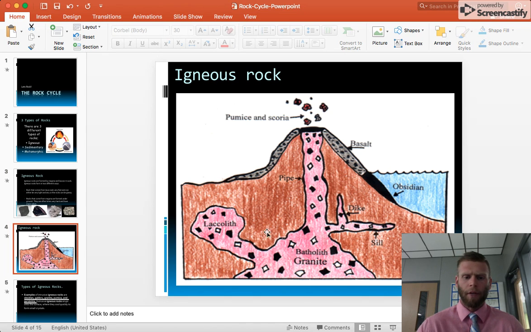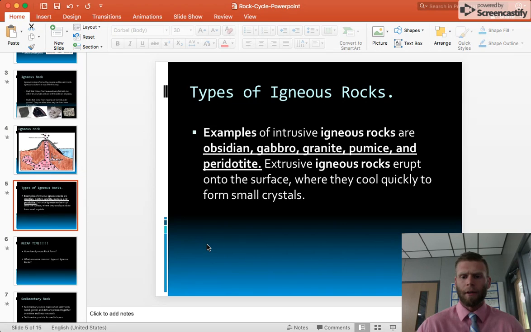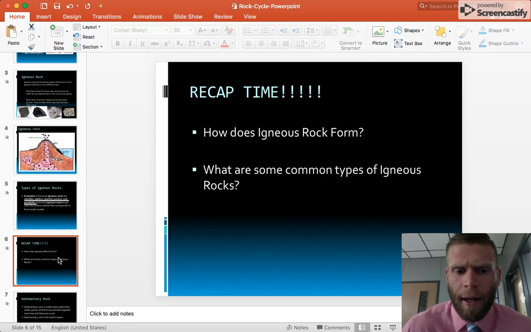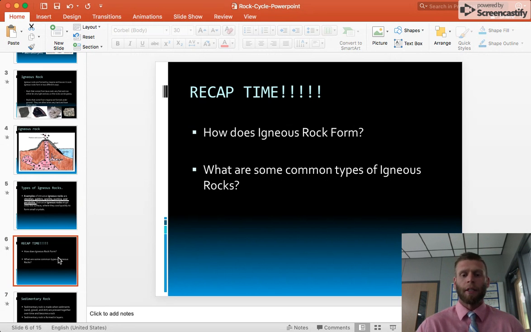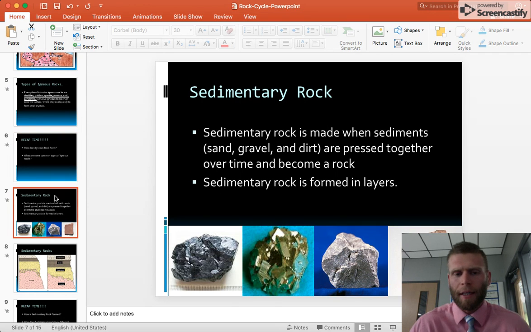the granite underneath there. The different types of igneous rocks, some examples: you have obsidian, gabbro, granite, pumice, and peridotite. And these all form from above ground, other than granite, which is from the magma. Recap time. How does igneous rock form? And what are some common types of igneous rocks? So all of that was just presented to you. Should be pretty simple. All right, moving on to sedimentary rock.